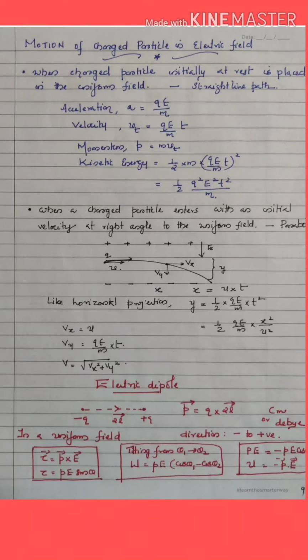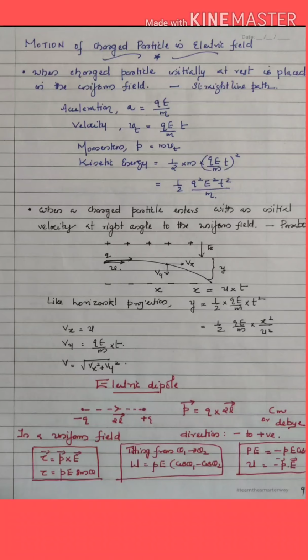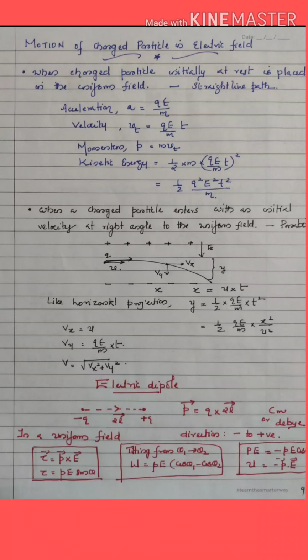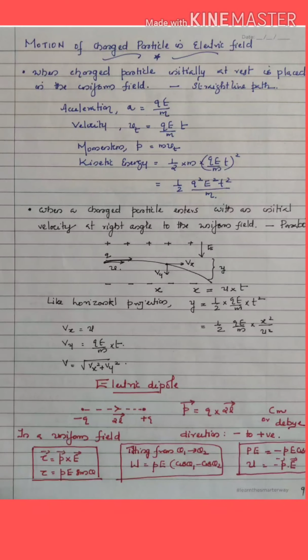The electric dipole is very important. It is two equal but opposite charges separated by a vector distance, and its direction is always from the minus charge to the plus charge. Its unit is coulomb meter, and it is also expressed in another unit as debye. We just discussed the behavior of an electric dipole when it is placed in a uniform field. We can discuss three important points. One, the torque acting on it.